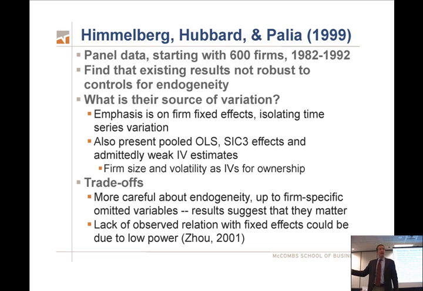And so the con of their approach is they have less power. They're only using time series variation. That's a lot less variation, so they may not pick up anything. And that was a point made by Zhao in a later JFE paper, who says it could be that the reason they don't get results is that these things don't change much over time. In order for fixed effects to find something, you need a lot of time series variation, because you're throwing away all the cross-sectional variation. So you need changes over time to be big enough to pick up your effect. And if ownership doesn't change that much, then you have no hope. So maybe it's not endogeneity at all, you just had a low-power test. Make sense?